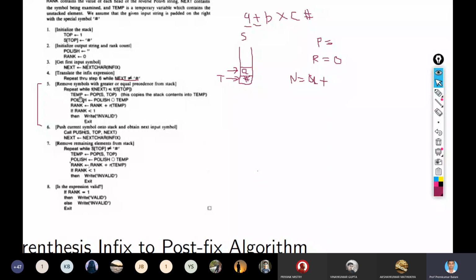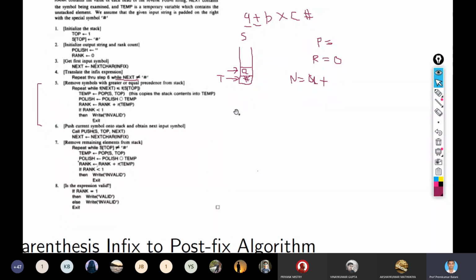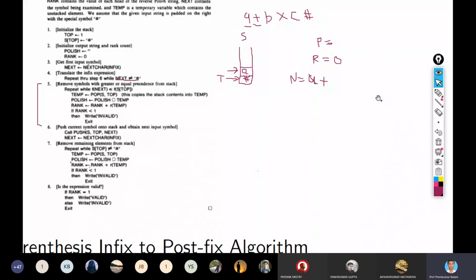Yes. So temp equals pop of the stack. There is one more variable, t for temp. Equal to pop of the stack. If I pop the stack, this entry will be removed and my top of stack would be on hash again. It will be popped. And polish notation is equal to polish appended by temp.